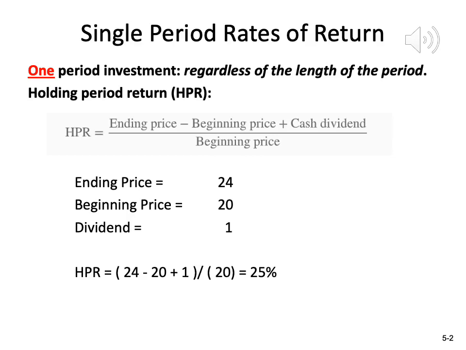Now in this example, if the ending price of the stock is $24, the beginning price is $20, and within the holding period you received a $1 dividend, the holding period return will be 24 minus 20 plus 1, divided by 20, which is 25%. So most of the time for stocks, the ending price is the price you sell the stocks. The beginning price is the price you purchase the stocks.